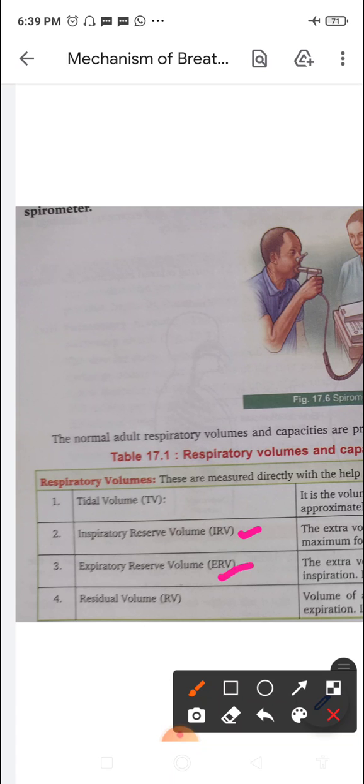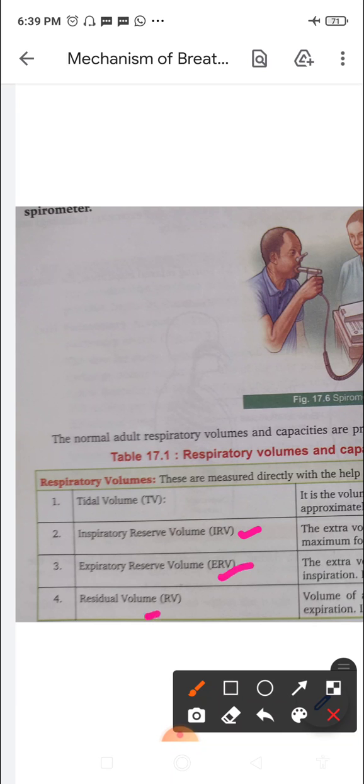Then comes the expiratory reserve volume. It is the extra volume of air that can be forcibly exhaled. Normally when we exhale, how much more air can be forcibly exhaled after a normal expiration? It is about 1000 to 1100 ml.